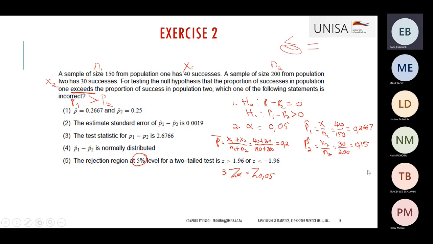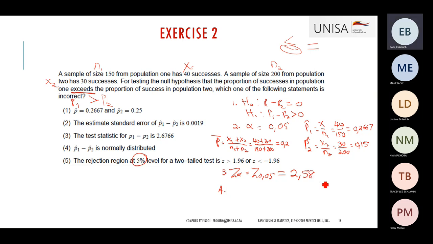Okay, so now we know that our critical value is 2.58. That is based on everything that we are doing here. Don't look at the questions. Step number four is to go and calculate the test statistic.